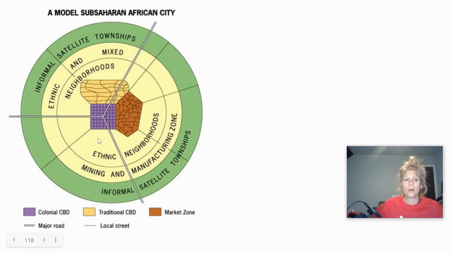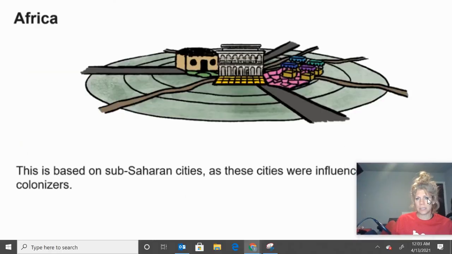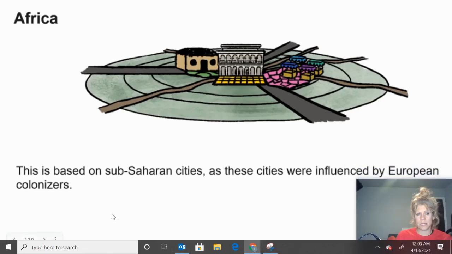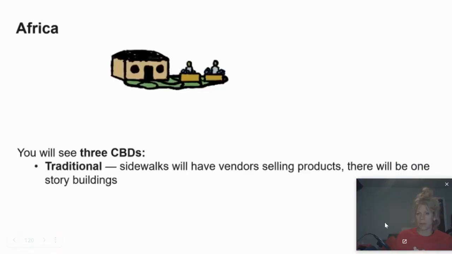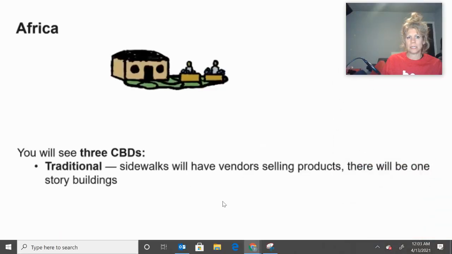Now, when we get away from this central hub, we're going to see a mix of neighborhoods that are going to be ethnic and even European. But when we get even further away in that last zone, we're really going to see a lot of informal settlements and even some shanty towns. So let's look at this from a different angle, and then you can write some things in your notes. Again, this is based on sub-Saharan cities. It was influenced by European colonizers. So you basically see three central business districts. Remember, the first one is your traditional.